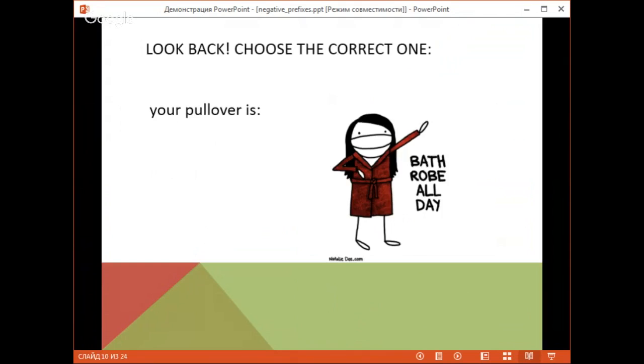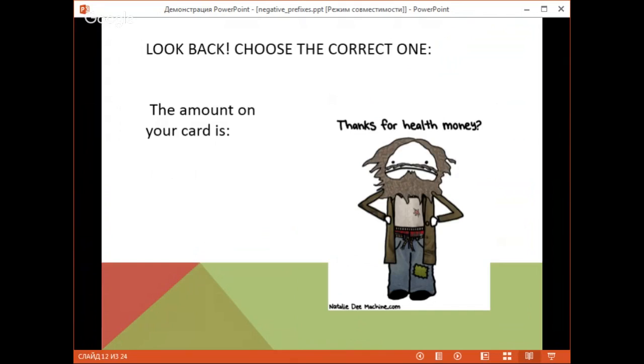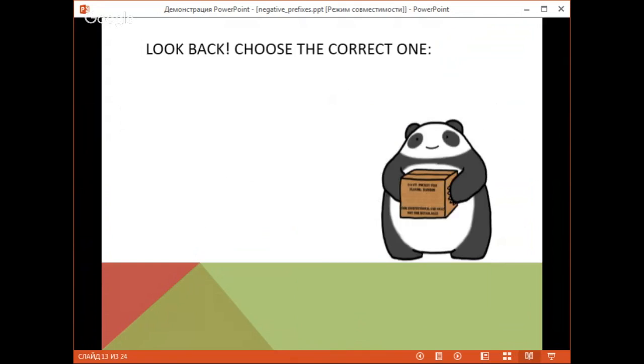Your pullover is fashionable or unfashionable? Of course, it is unfashionable. Your data is valid or invalid? Of course, it's invalid. The amount on your card is sufficient or insufficient? It's insufficient. Looking at this man, we can understand that.